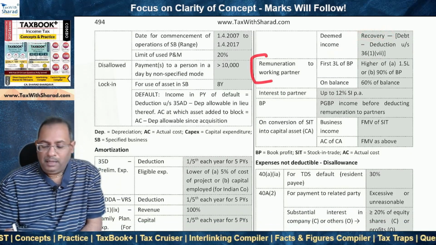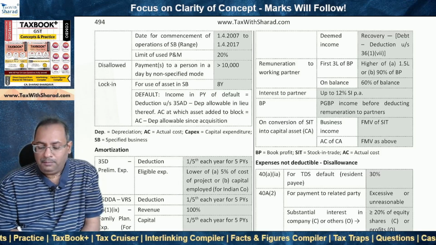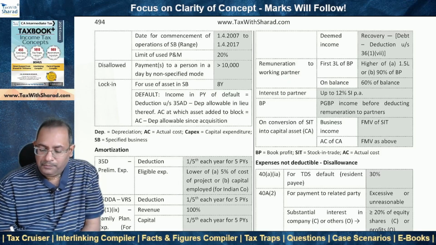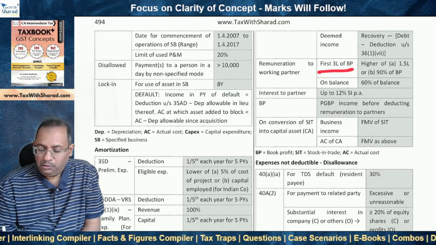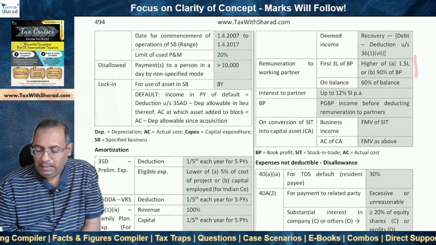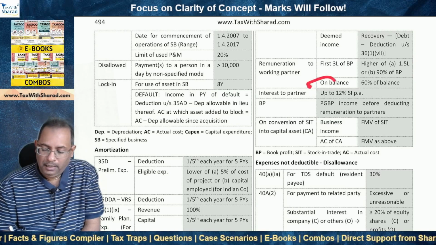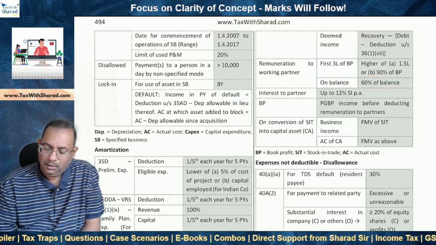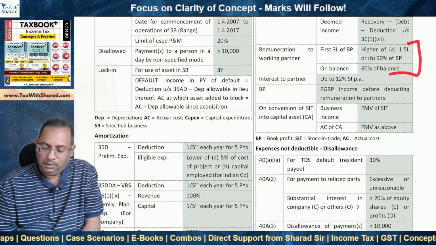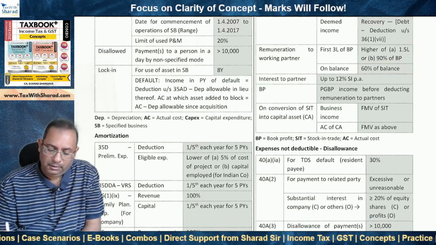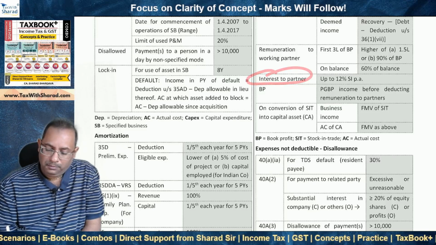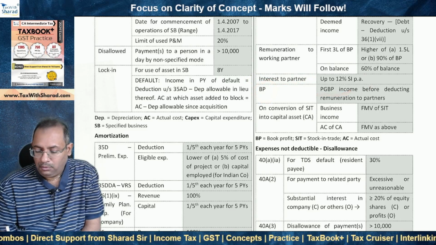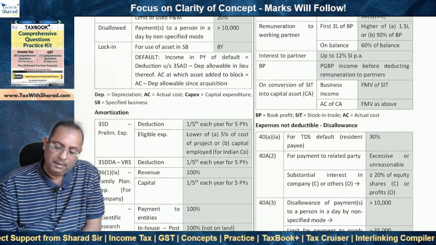When we are talking about partnership form, then remuneration to working partner is allowed as deduction, and the extent is based on the formula, as per which on first 3 lakh of book profit, what is allowed is higher of 1.5 lakh or 90% of book profit, and on the balance of book profit, 60% of the balance is allowed. We add this up, and this is the extent of the deduction. Interest to partner is allowed up to 12% simple interest per annum. What is book profit? It is PGBP income before deducting remuneration to partners.